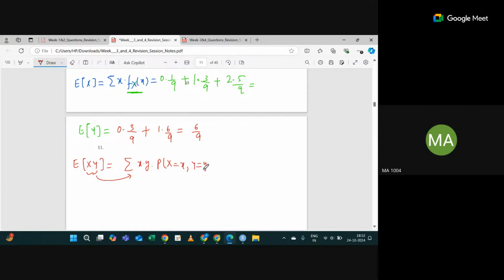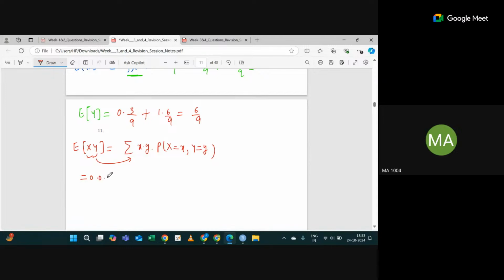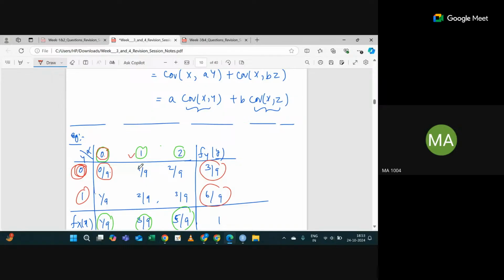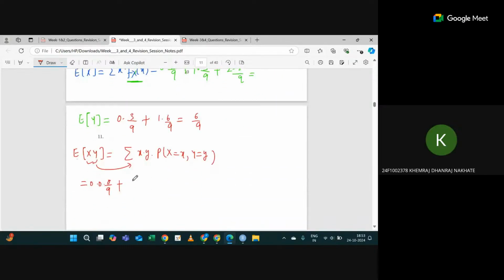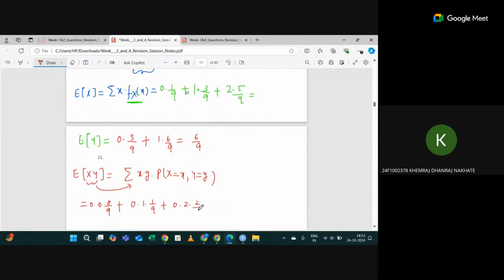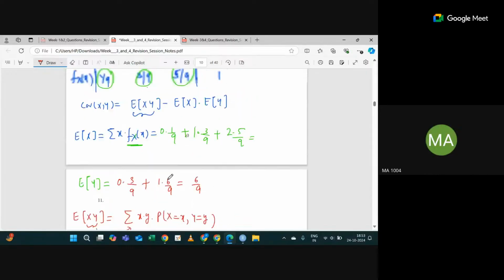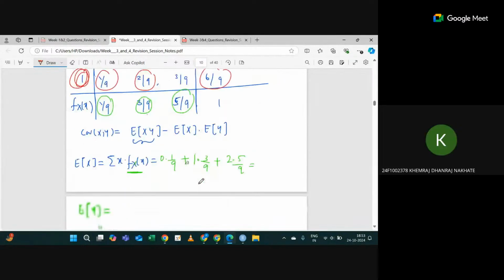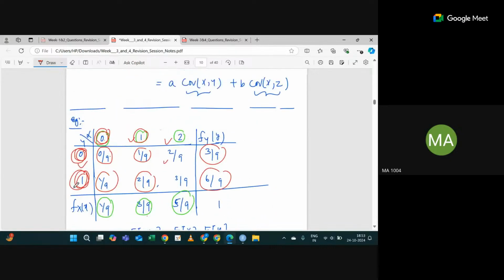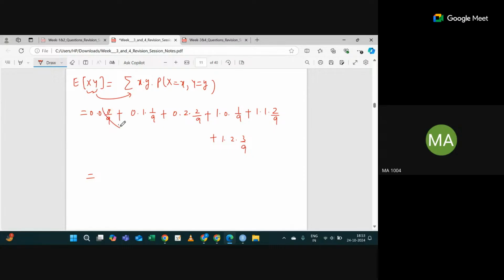you have to use the joint probability. How will you proceed? It will be 0 into 0 into 0 by 9, plus 0 into 1 into 1 by 9, then 0 into 2 into 2 by 9. Then 1 into 0 into 1 by 9, and similarly 1 into 1 into 2 by 9, then plus 1 into 2 into 3 by 9. So whatever values you get, the first terms are 0, 0, 0, 0, and then it is 2 by 9 and 6 by 9, that is 8 by 9.